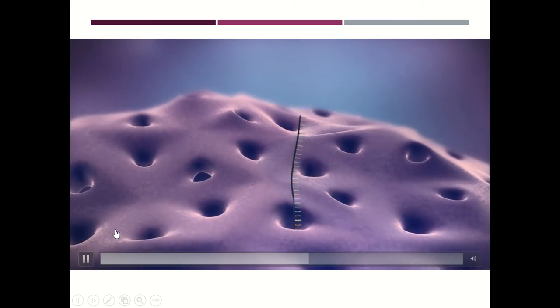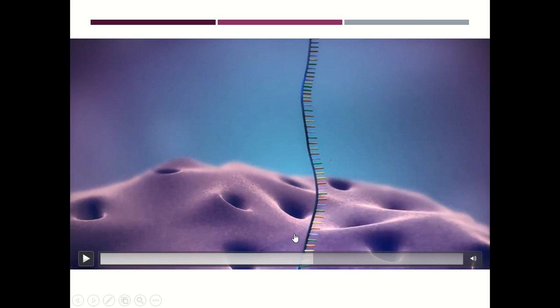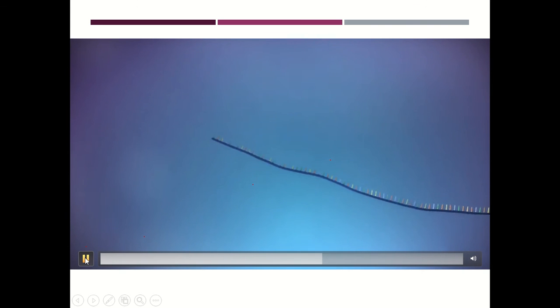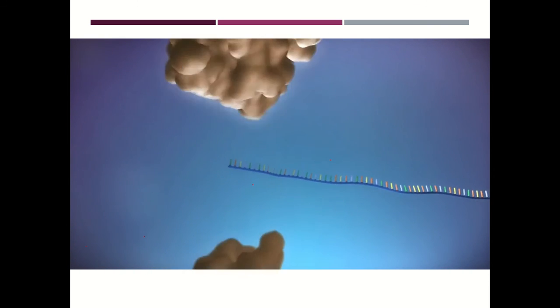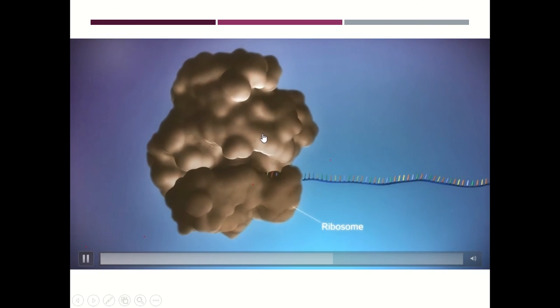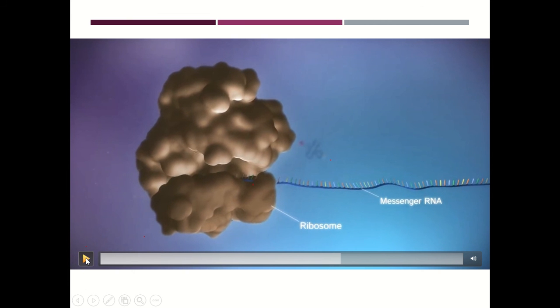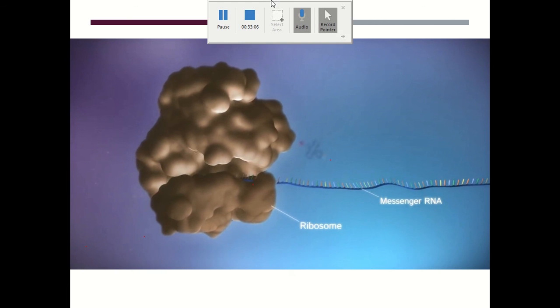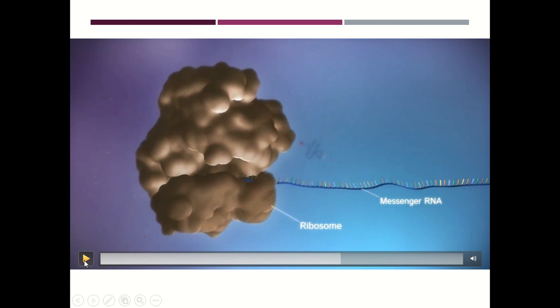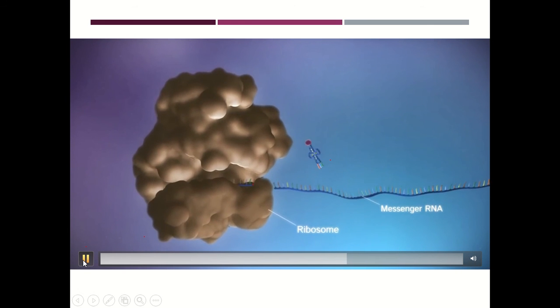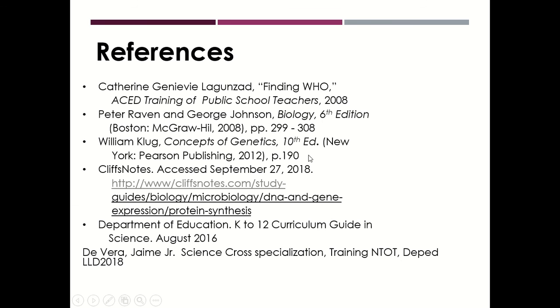The messenger RNA then moves out of the nucleus into the cytoplasm. So you will notice that it exits through the nuclear pore, heading to the cytoplasm. Protein factories in the cytoplasm, called ribosomes, bind to the messenger RNA. We say the ribosome is the protein synthesis site of a cell. The ribosome reads the code in the messenger RNA.